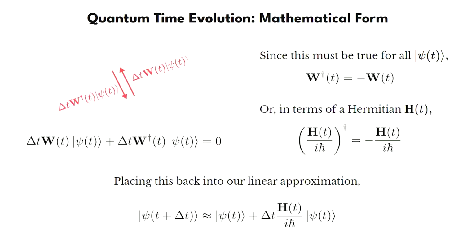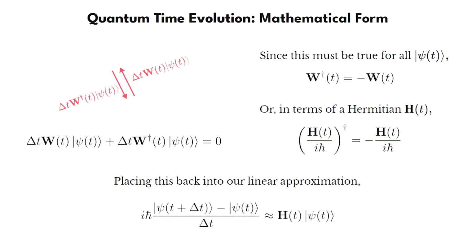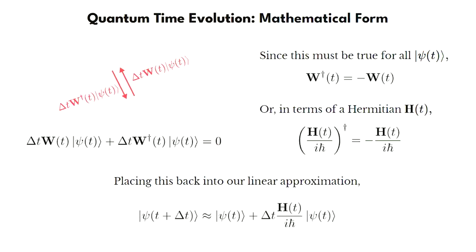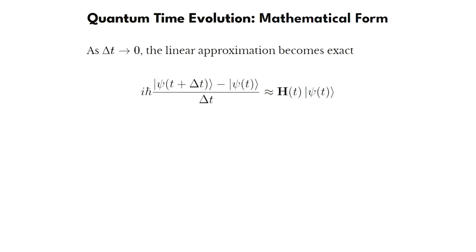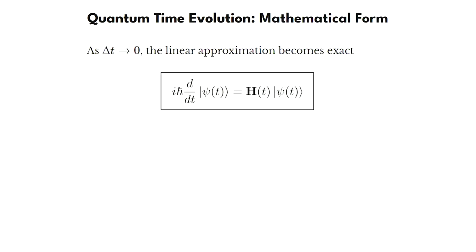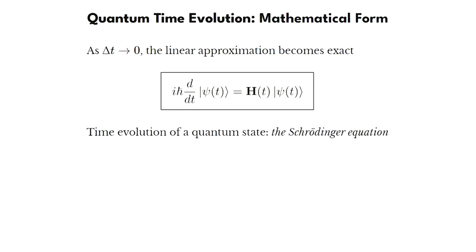Now let's put this back into our linear approximation, and then just move the psi t to the left-hand side. As you might have already noticed, this looks like the approximation form for a differential equation. So as delta t goes to 0, the linear approximation becomes exact, and then we get the differential equation. And this is what we're looking for. This is the Schrödinger equation, and it defines the time evolution of a system.